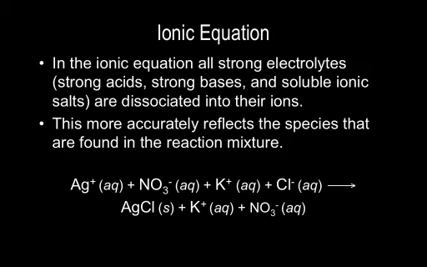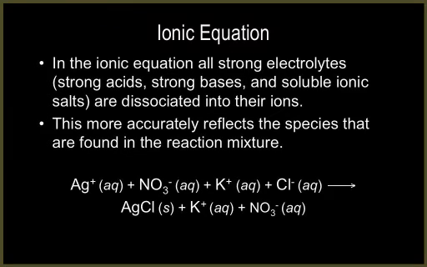If we take the one that we just looked at before, we notice that silver and nitrate are split up because that's an ionic compound. Potassium and chlorine are split up, again because that's an ionic compound. Then for the products, we have silver chloride as a solid. If you have a solid, a precipitate in the solution, it doesn't break apart. That's going to be sitting at the bottom of the beaker. And then the potassium and the nitrate break up because those are soluble.